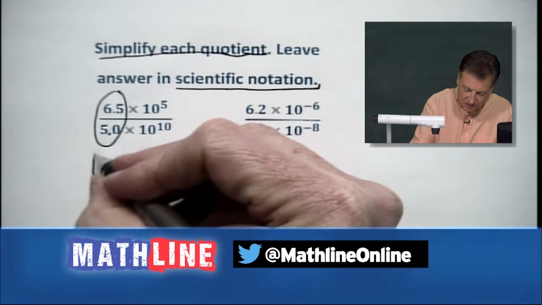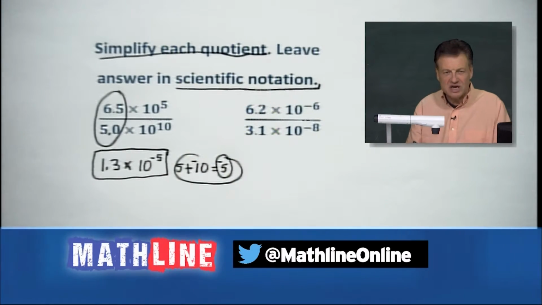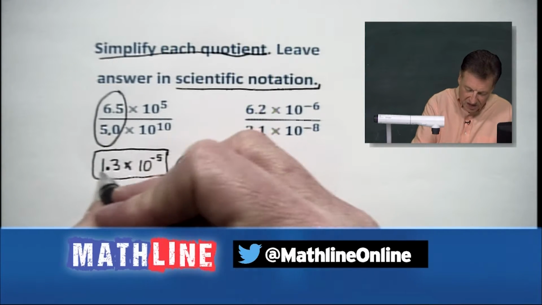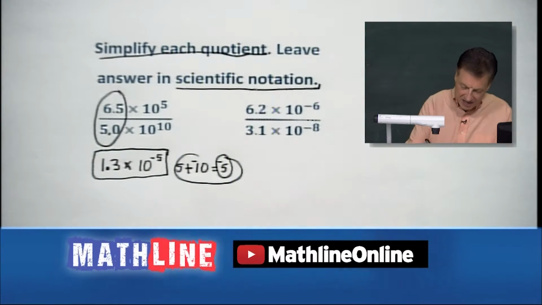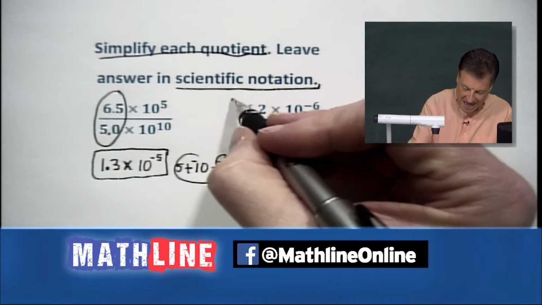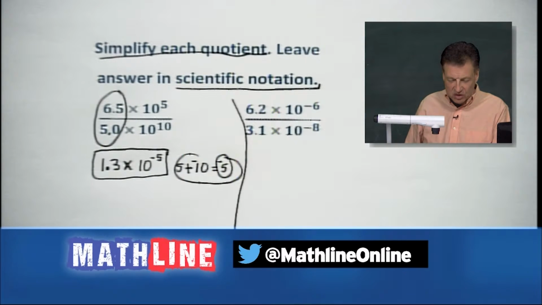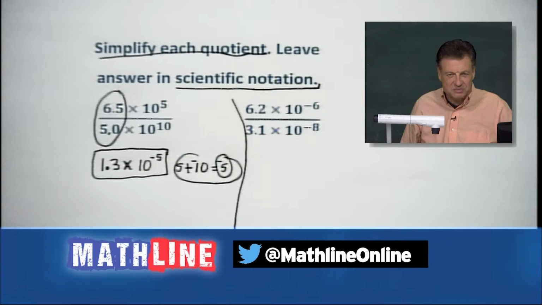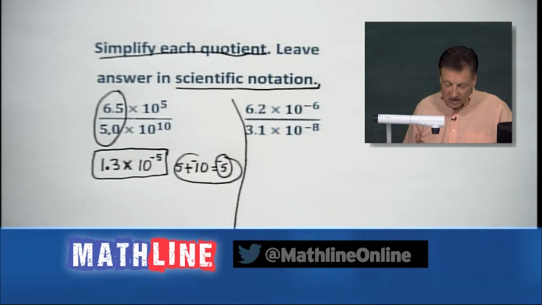Always the question, is it in scientific notation? Well, this one happens to be, doesn't it? 1 3/10 times 10 to the negative 5. The 1 3/10 obviously is between 1 and 10, and definitely has only one digit to the left of the decimal. That's what we want.